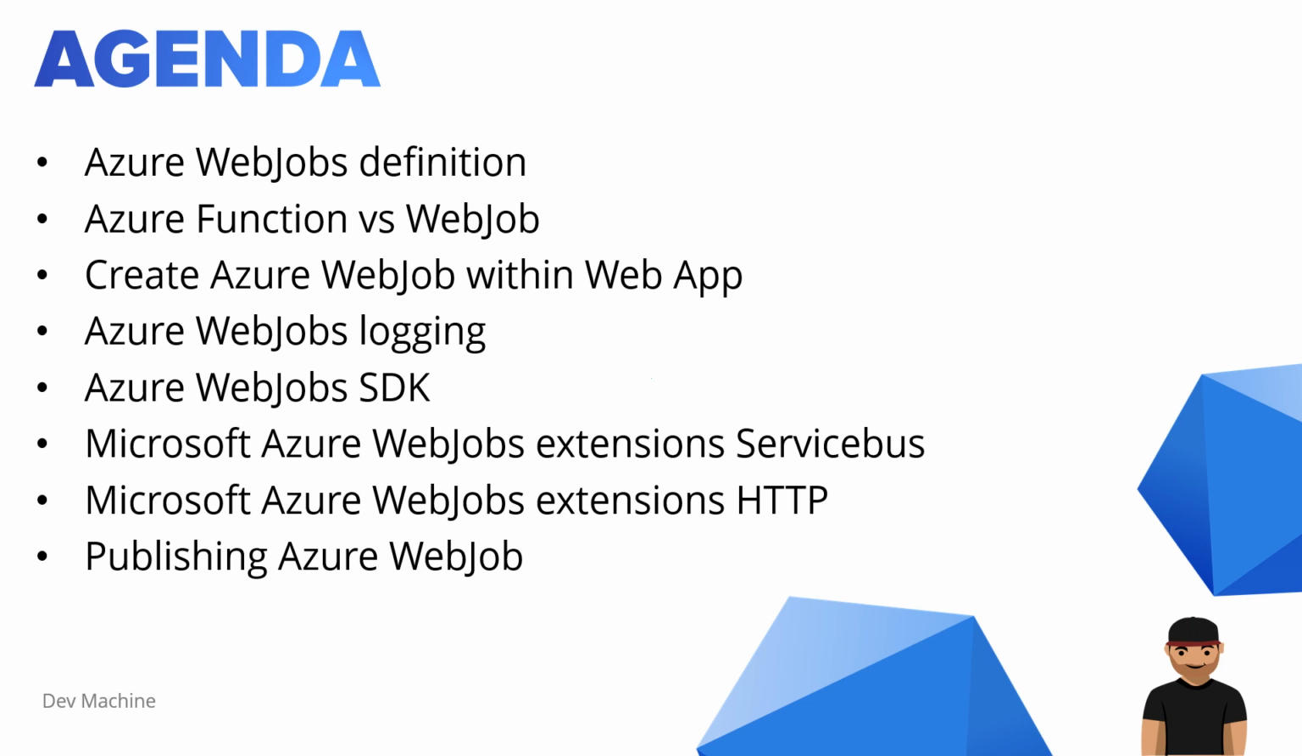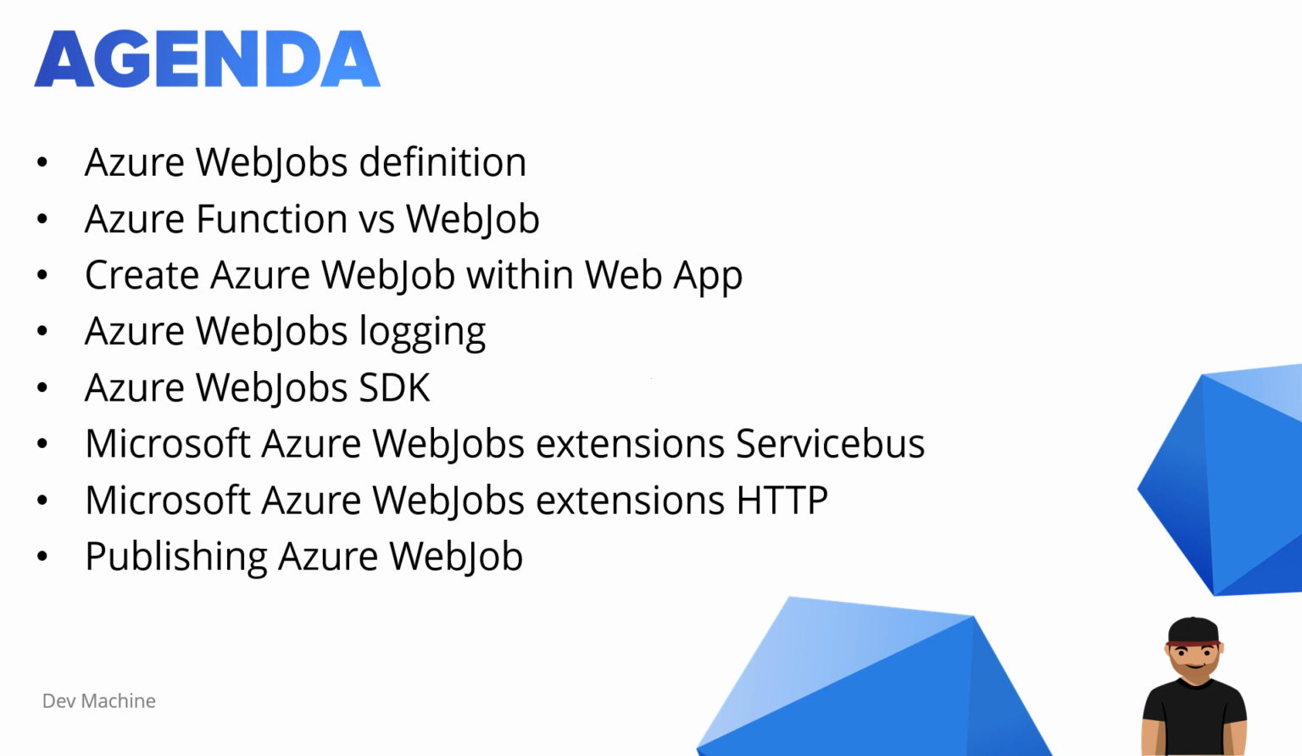There is out-of-the-box logging for WebJobs, so it's needed to show how to use it. Microsoft provides us an SDK, which will help to implement background tasks faster and simplify many programming tasks. We will go through the main features. It's needed also to show you how to use extensions to enable triggering tasks by different events. I will also show how to create a web job within a web app and different ways to publish it to Azure.